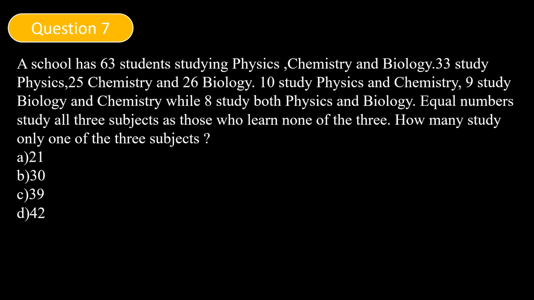Next question. A school has 63 students studying physics, chemistry and biology. 33 study physics, 25 chemistry and 26 biology. 10 study physics and chemistry, 9 study biology and chemistry, while 8 study both physics and biology. Equal number of students study all the three as those who learn none of the three. How many students study only one of the three subjects?